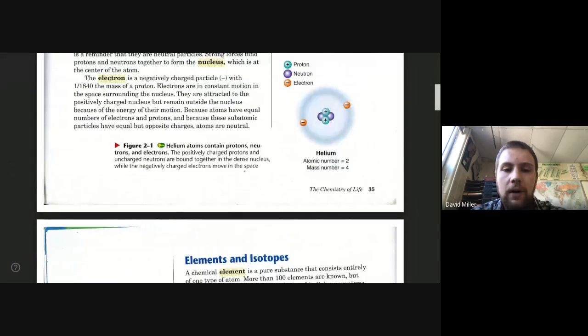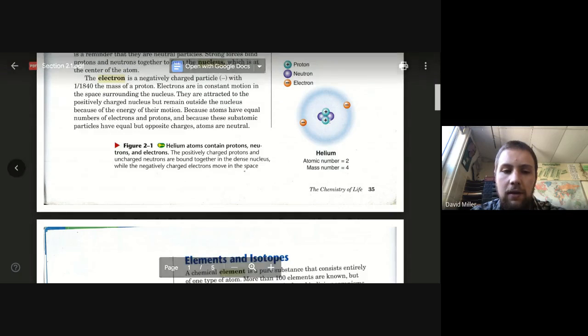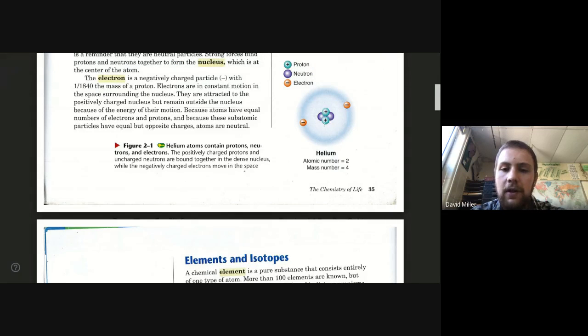Figure 2.1. Helium atoms contain protons, neutrons, and electrons. The positively charged protons and uncharged neutrons are bound together in the dense nucleus, while the negatively charged electrons move in the space.